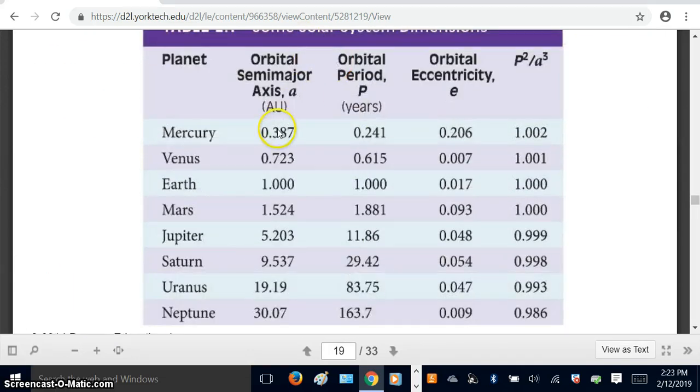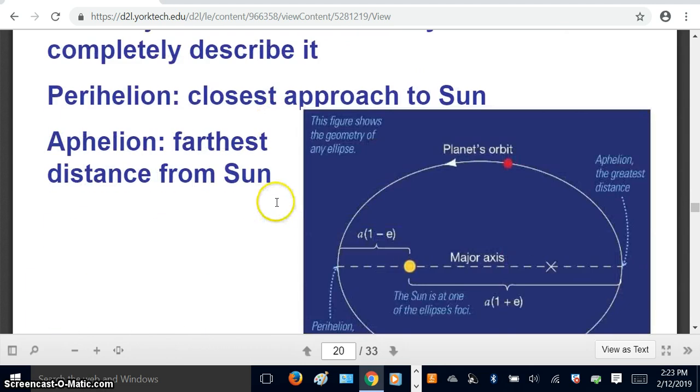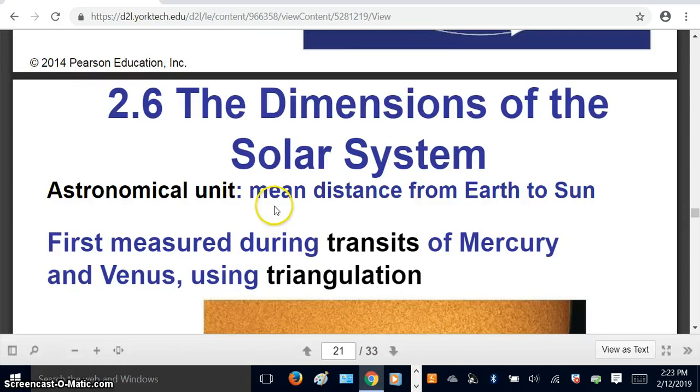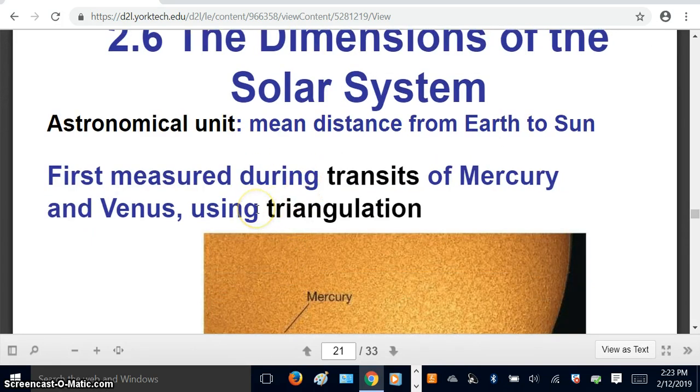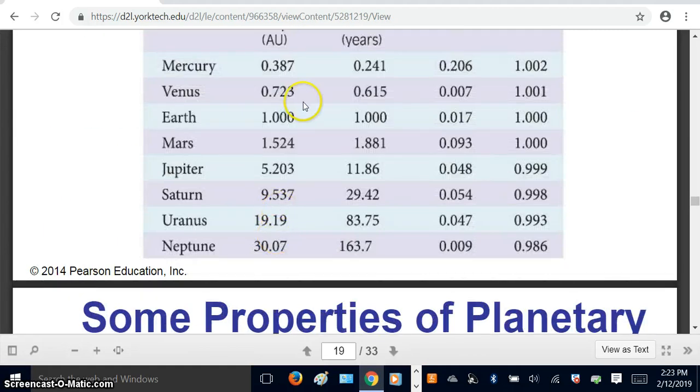For example, Mercury is at about 0.4 astronomical units. Venus 0.7. Mars is 1.5, roughly. Jupiter's a little more than 5. Saturn is 9.5, and so forth. Okay, so that's a very typical unit that we use to measure distances within the solar system. Actually, it was the first time that we measured distances very accurately, using AUs.